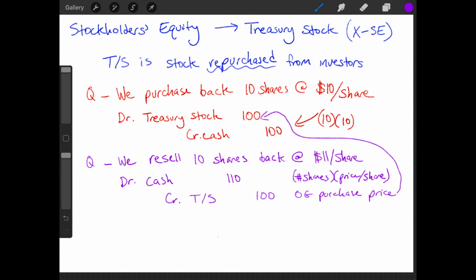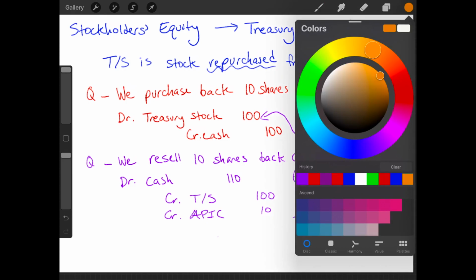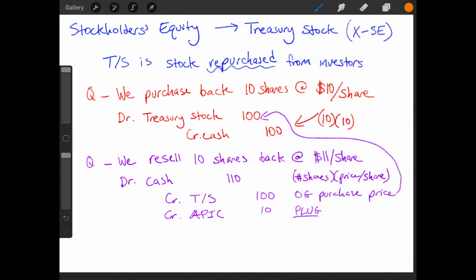And then you'll notice here that our debits don't equal our credits, and so our credit difference is just going to be a plug to APIC. And you're crediting APIC when the amount you resell it for is greater than the amount that you originally repurchased it for. So of course, I know you're wondering, well, Kelsey, what am I going to do when I'm reselling my shares back for less than I originally repurchased them for? So let's look at that kind of example.